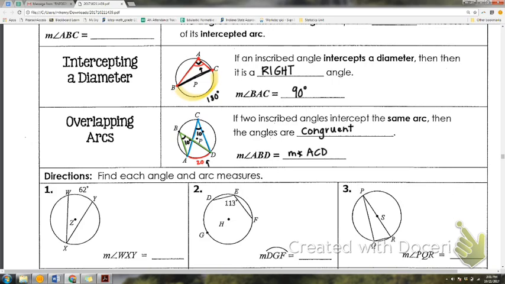So the important thing to remember about inscribed angles is that the angles are half of the arc, or the arc is double the angle. Okay? So let's look at a couple examples here.